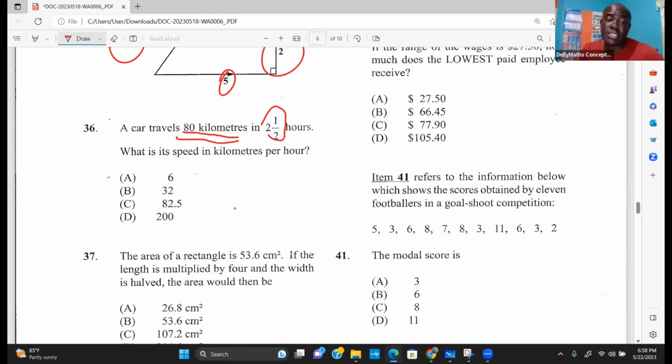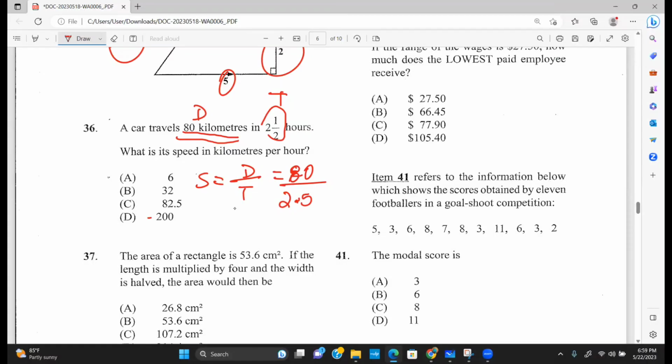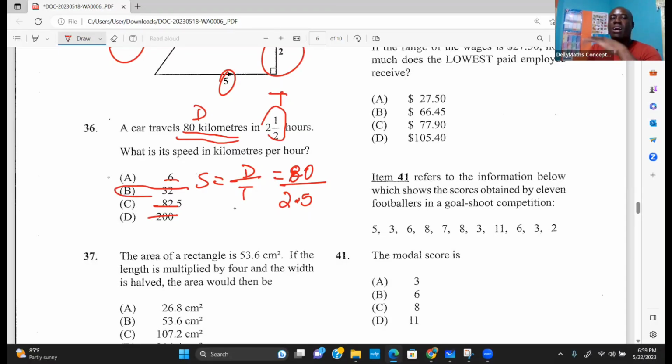80 kilometers you did. So if you want to go the long road, like you can say, what is this distance? What is this time? What is speed? Speed is distance over time. See that? And so the speed is gonna be 80 divided by 2.5. It looks like 32. You could see the answer is 32, so it can't be this, it can't be this, and it can't be this, but you could just divide it out. You have to be careful with this.